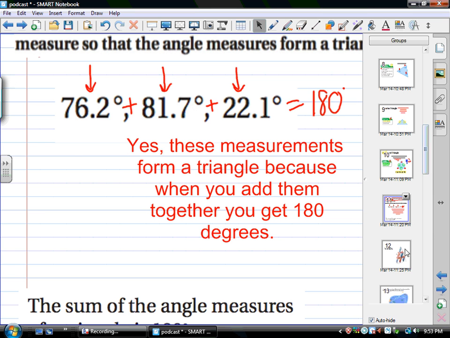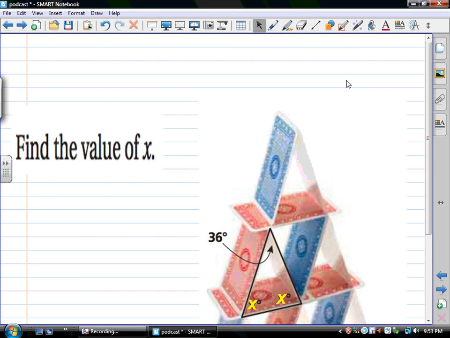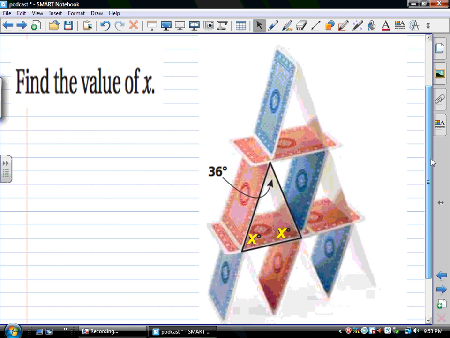All right, we're going to work out some problems. Some of them will be new problems from lesson 5.2, angles from triangles, different types of triangles. Some of the problems will be a review from lesson 5.1, different types of angles.